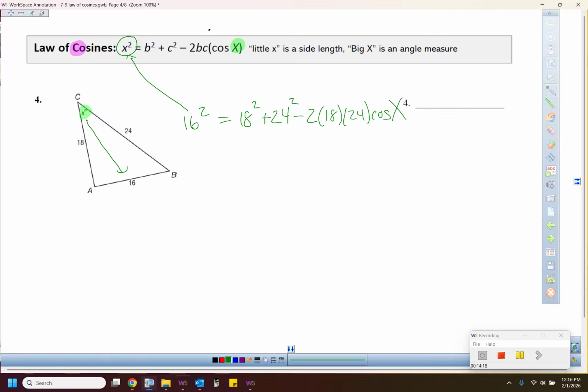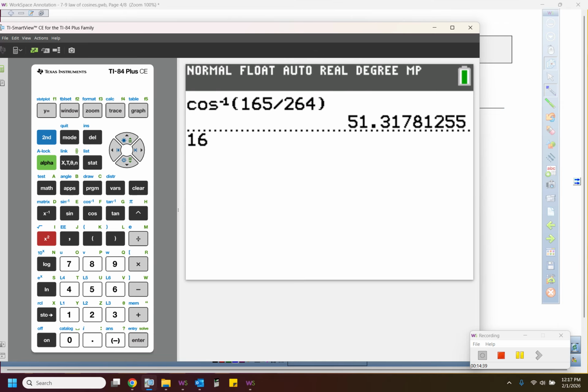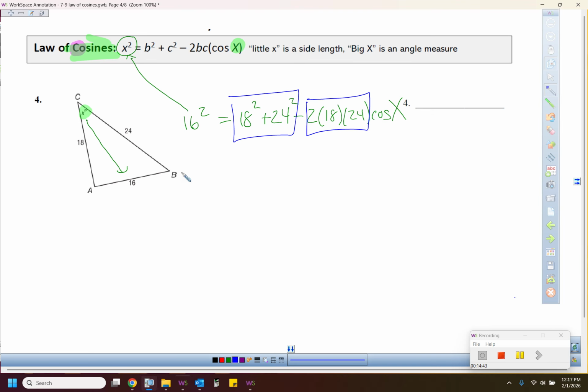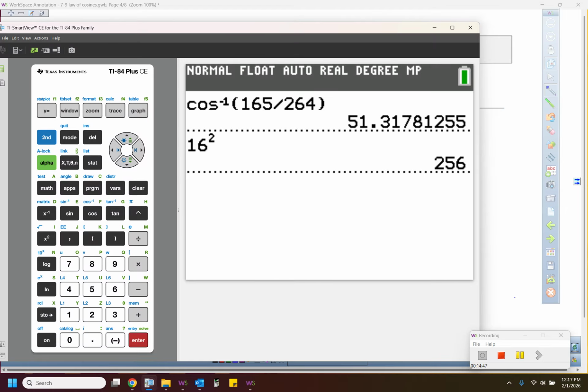Again, people ask a great question. How do you know it's cosine and not sine or tangent? Because this guy's name is the law of cosines. So it'll always be. And if you put what's in the box right here, boom, boom, life will be a lot easier. So we'll clean things up. 16 squared, go figure that out. 256 comes down. 18 squared plus 24 squared.